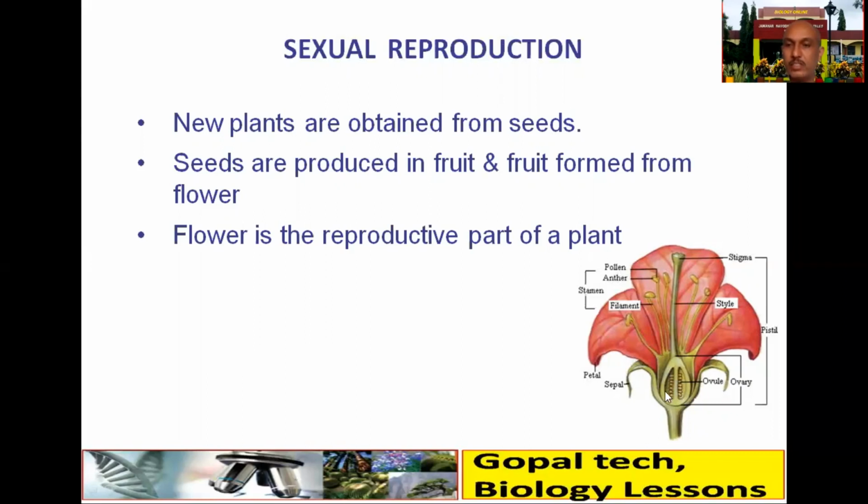At the center, there is a swollen part, the ovary. The ovary produces ovules, and the long stalk, that is the middle part, is the style, and the sticky part at the tip is called stigma. So ovary, style, and stigma together are called pistil. So the pistil is the female reproductive part. The stamen is the male reproductive part, and petal and sepal are non-reproductive parts. All of them are produced on a thalamus, which is attached to the stalk. Draw the diagram of the flower given in the textbook, that is sufficient.